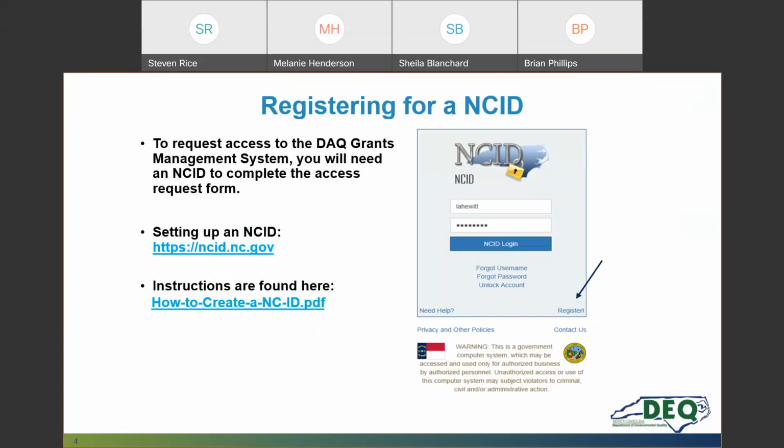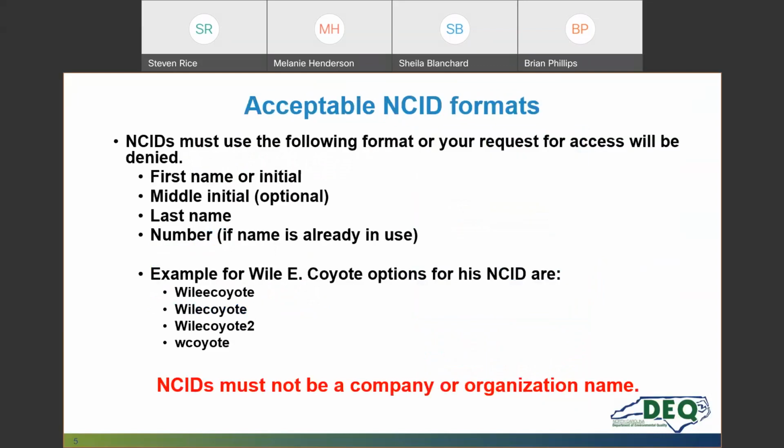To request access to the DAQ Grants Management System, you will need an NCID to complete the access request application. In this slide, we have provided links for NCID registration, as well as the How to Create an NCID guide. And I will walk through the steps of creating an NCID after the next slide. The next two slides, actually. We have a new slide today.